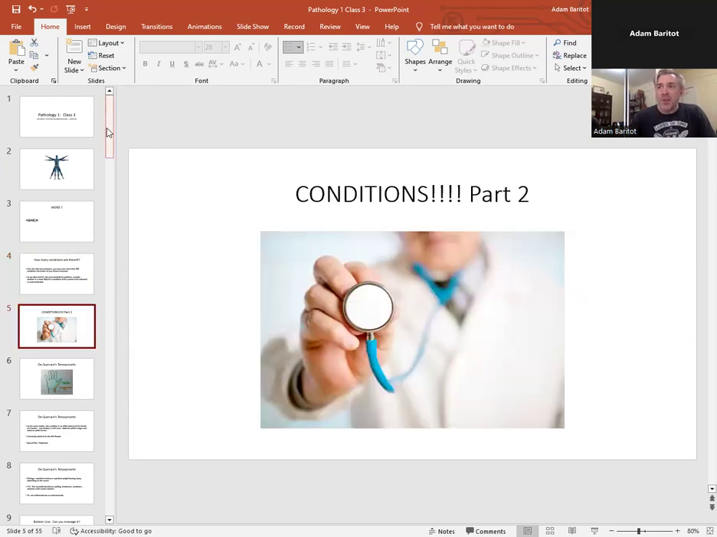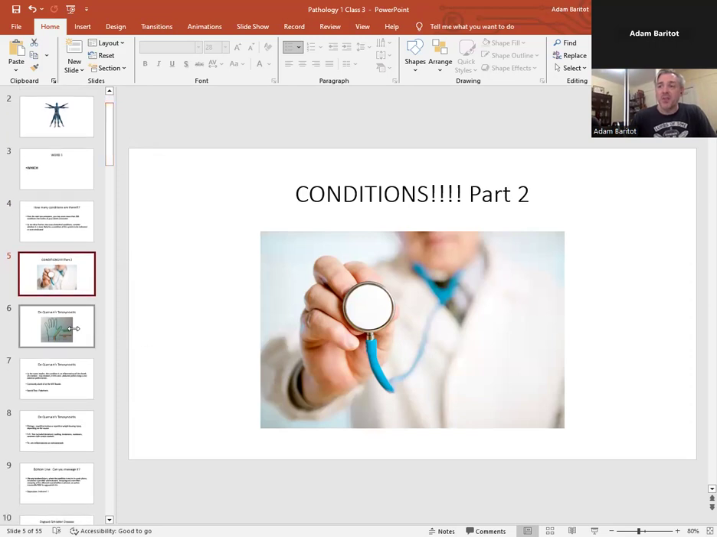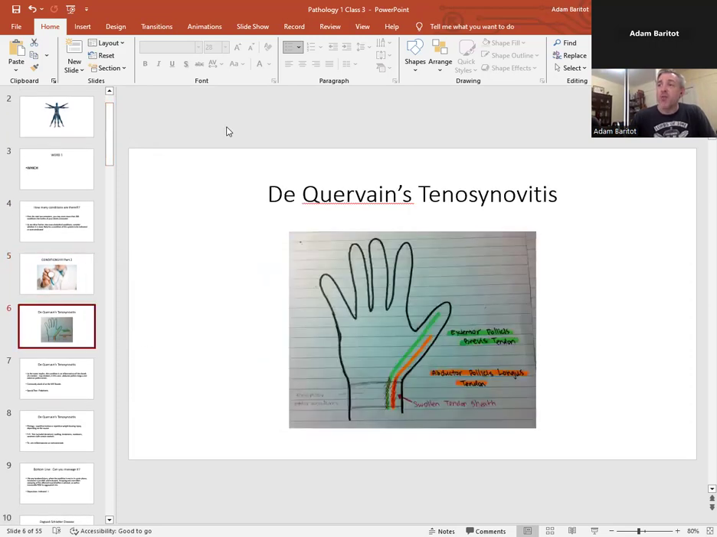Very good. Let us continue with conditions of the musculoskeletal system, and we're going to start off with one that we may have mentioned last week, de Quervain's tenosynovitis. Now, first off, what is a tenosynovitis? That is an inflammation of the tendinal sheath.